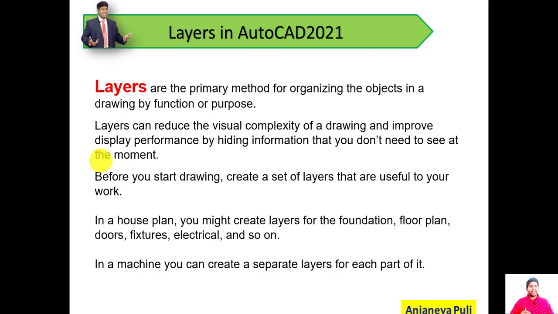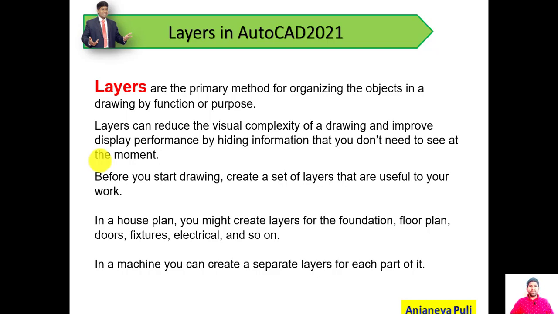Before you start drawing, create a set of layers that are useful to your work. In a house plan, you might create layers for the foundation, floor plan, doors, fixtures, electrical, and so on. For a machine, you can create separate layers for each part of it. So layers are used to organize the objects in separate groups, and we can also hide, freeze, and lock the layers as required. The best practice of drawing is to first create a layer and draw the diagram by selecting the required layers.